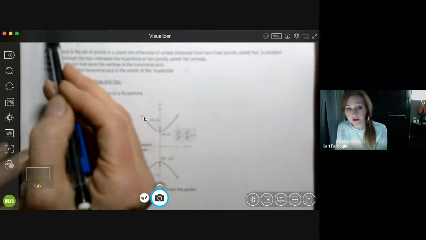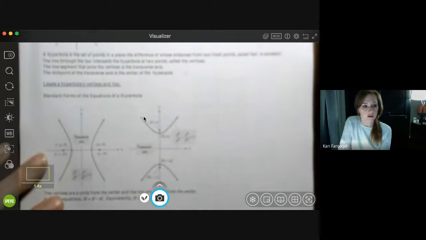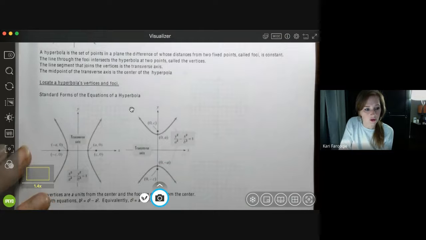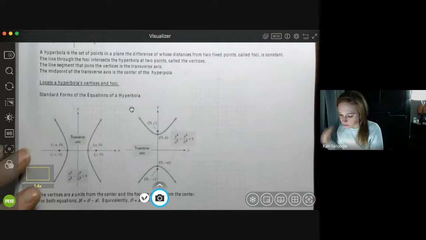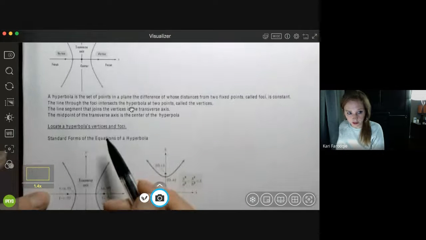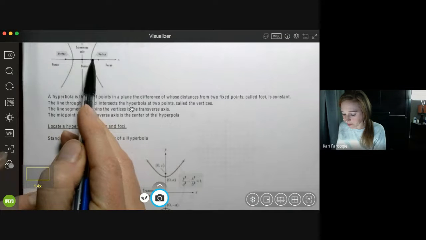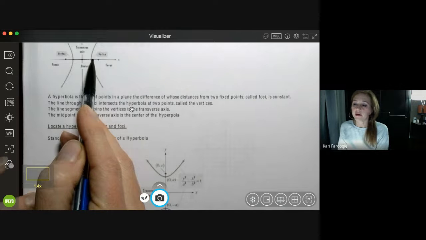Now, depending on the way that your hyperbola is oriented, your transverse axis can either be vertical or horizontal. So your transverse axis contains the vertex points. And remember the vertex, similar to how you saw vertices for an ellipse, same type of idea for hyperbola.